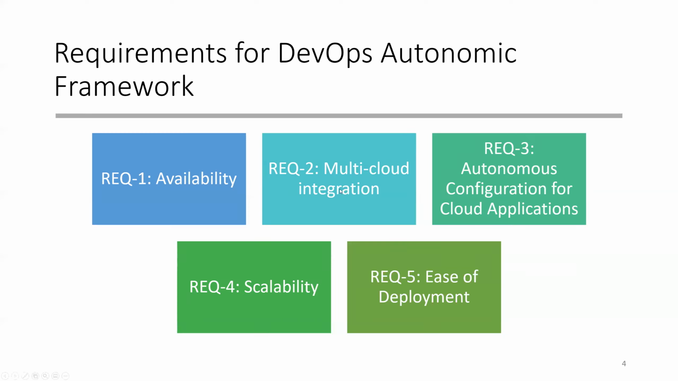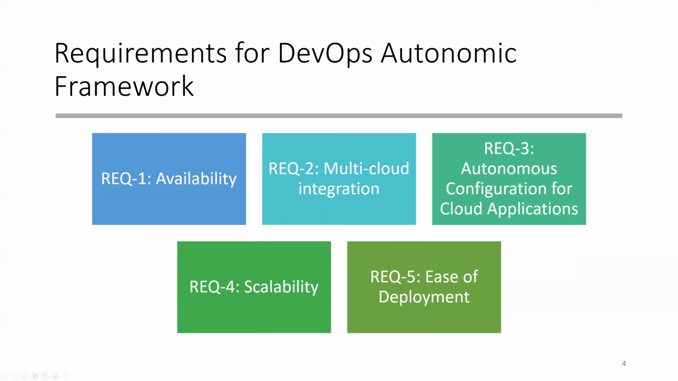The next is multi-cloud integration. Since each cloud provider offers different mechanisms to control its infrastructure, integrating features and services, as well as managing and automating services, can be complicated. This is a requirement we need to meet to support automating services in a multi-cloud.